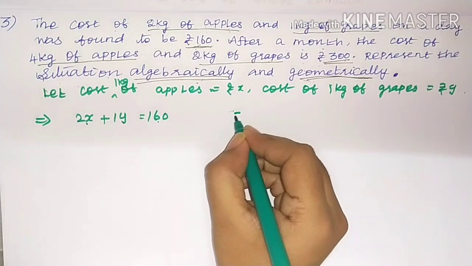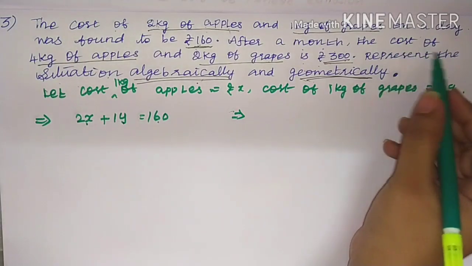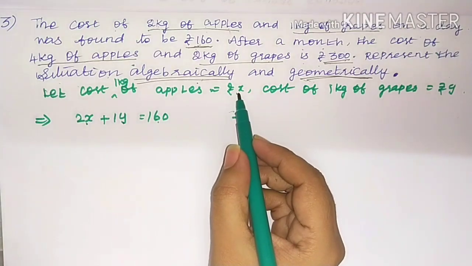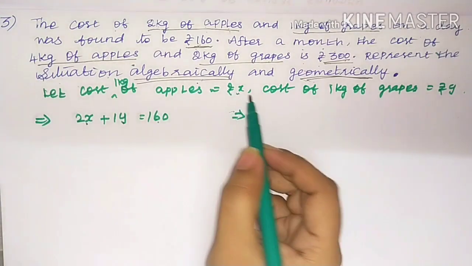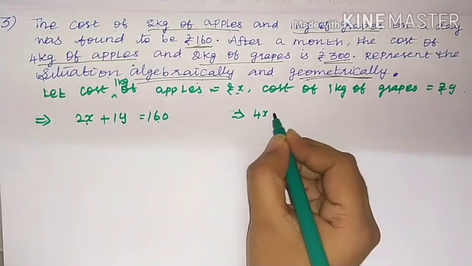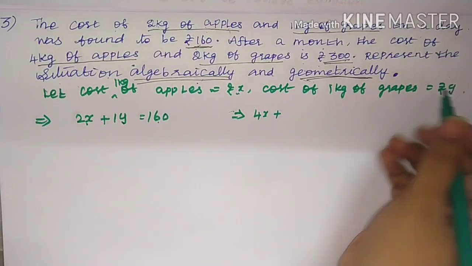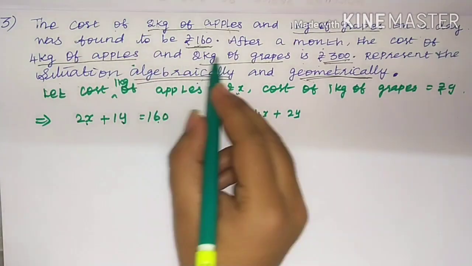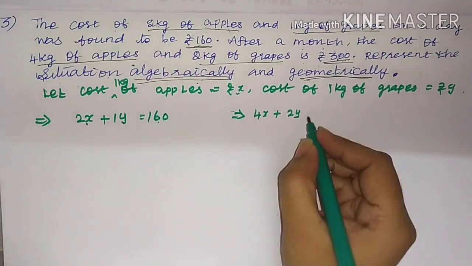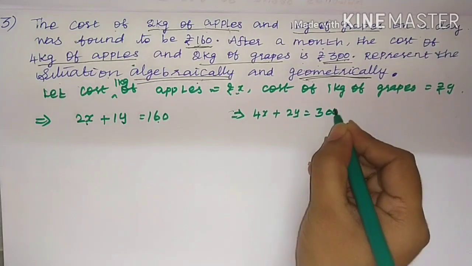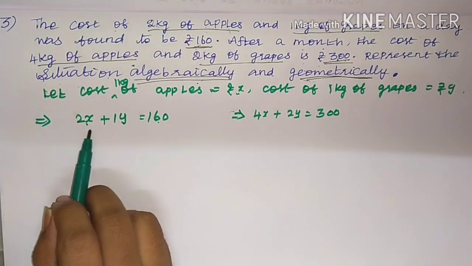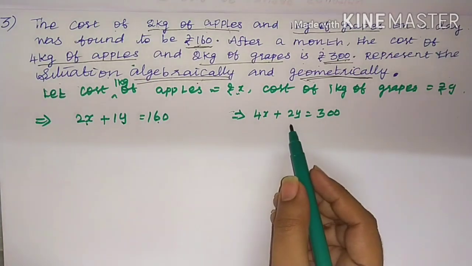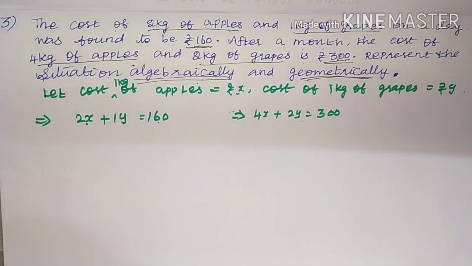Now I will write the second equation. The cost of 4 kg of apple. So apple cost is what? Rupees x. 4 kg apple cost means 4x, plus grapes cost y. 2 kg grapes cost means 2y. Together the cost is rupees 300, so equal to 300. So the first equation is 2x plus y equal to 160 and the second equation is 4x plus 2y equal to 300.